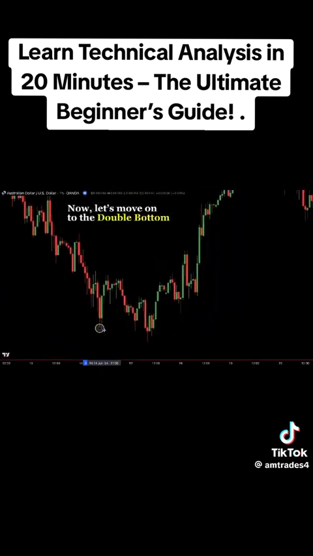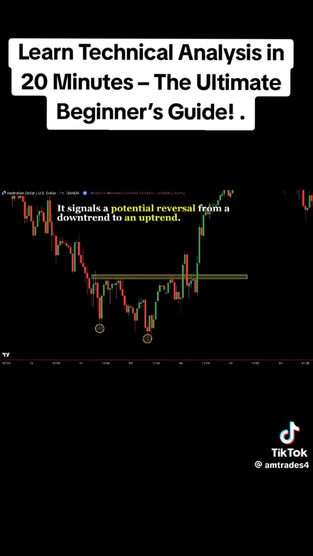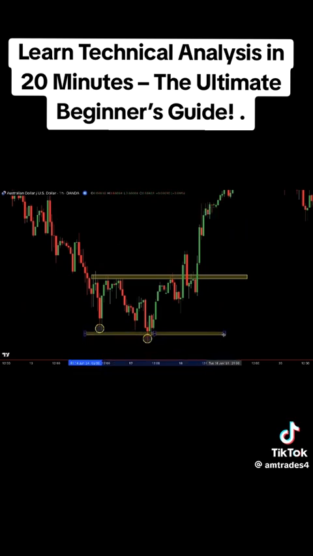Now, let's move on to the double bottom, which is the exact opposite of the double top. The double bottom is the opposite of the double top and signals a potential reversal from a downtrend to an uptrend. It's a powerful pattern that shows sellers are losing control and buyers are stepping in to push prices higher. This pattern forms when price attempts to break a support level twice but fails both times.